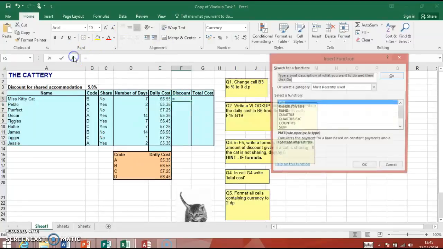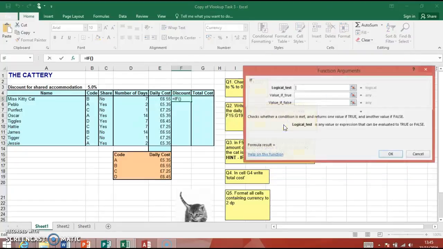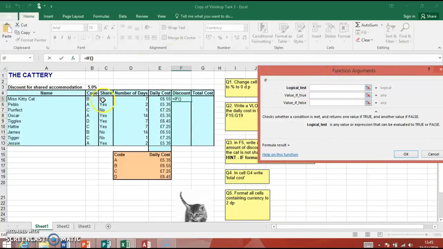So I'm going to go to the function builder. I'm on a PC now, so it should look similar to yours. Click if, and we need to do the comparison. So we need to look and see if this says yes or not. So let's have a look. So if that cell equals yes, if you remember from before when we did these, you have to use speech marks when you do these.